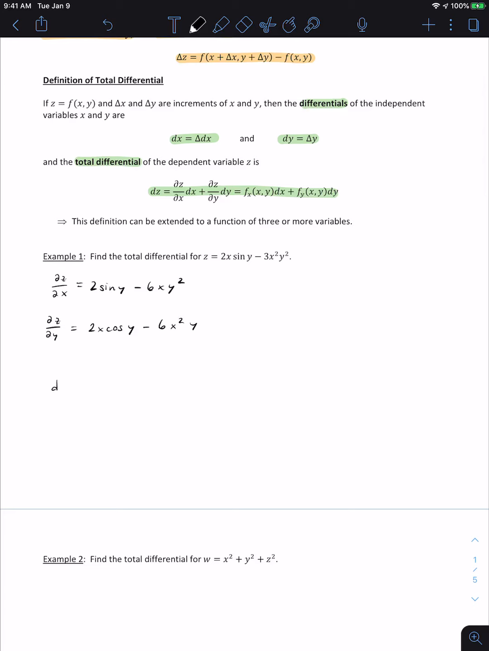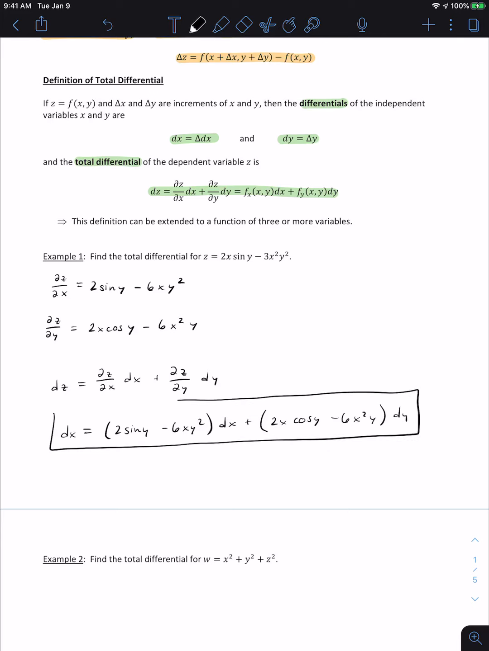And then now my differential is dz, and it looks like the partial derivative with respect to x times dx plus the partial derivative with respect to y times dy. And we found those, so this one is 2 sine of y minus 6xy squared dx plus 2x cosine of y minus 6x squared y dy. So that is what my differential dz is.